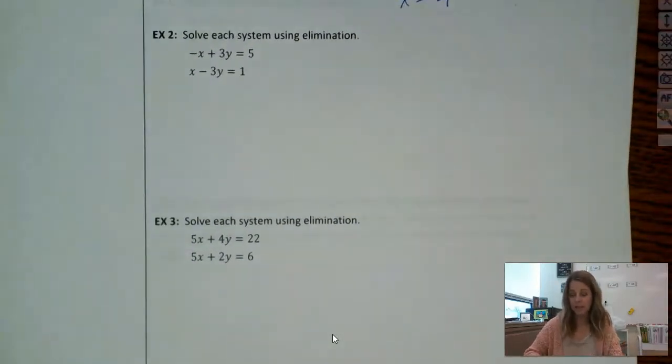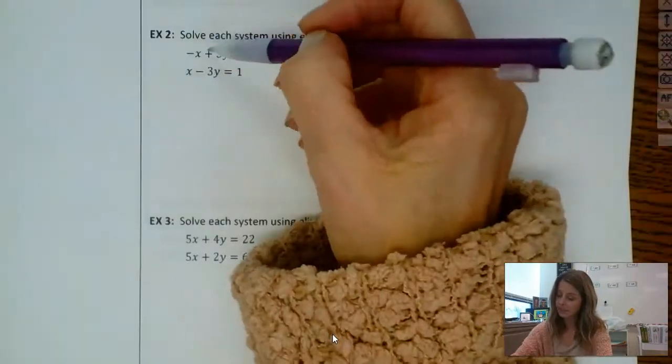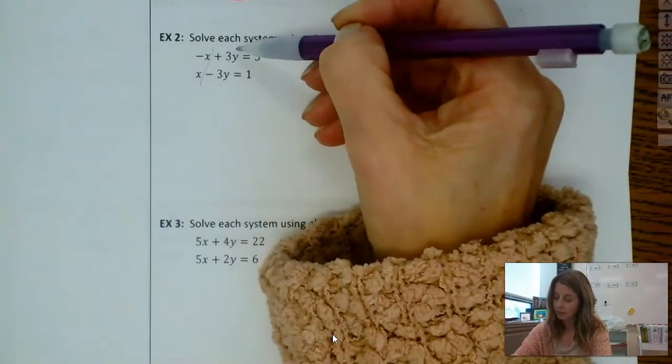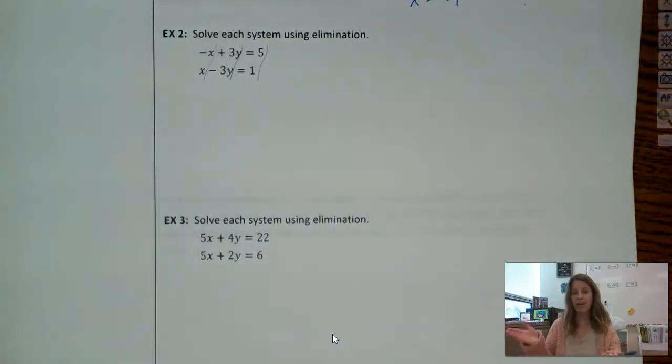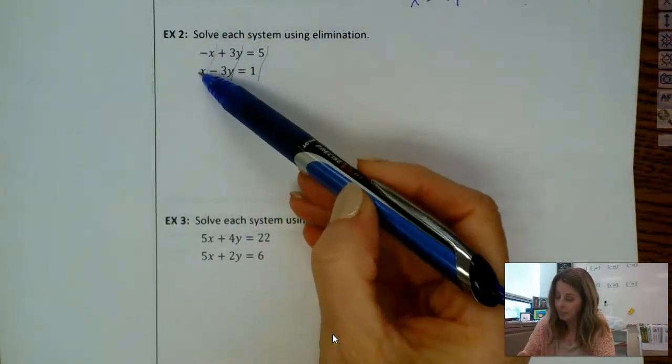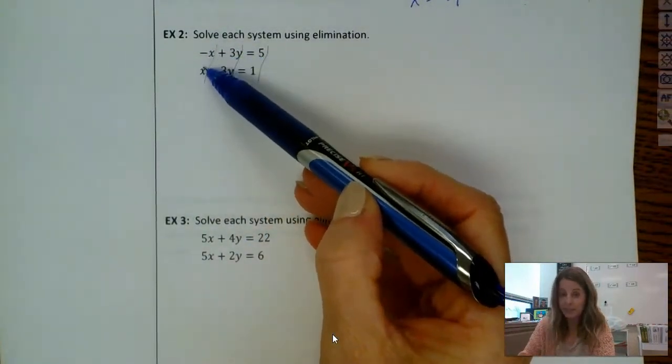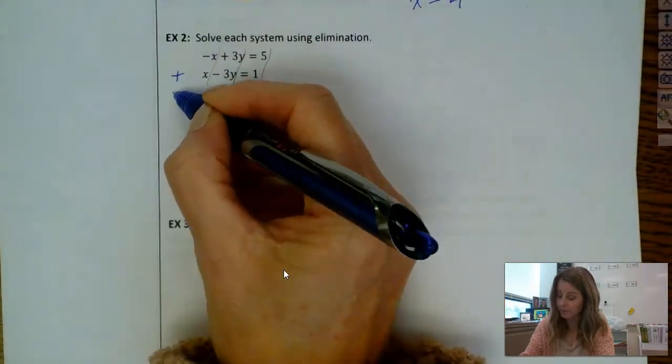Are they aligned in columns? X's, Y's, equal signs, numbers. Okay, so if they're not, I would rearrange it and make sure they're in columns. Does anything eliminate? Negative x plus x. Yeah, that's going to add up to 0. So let's move forward and add.